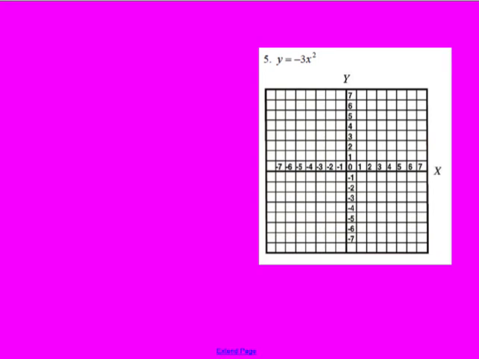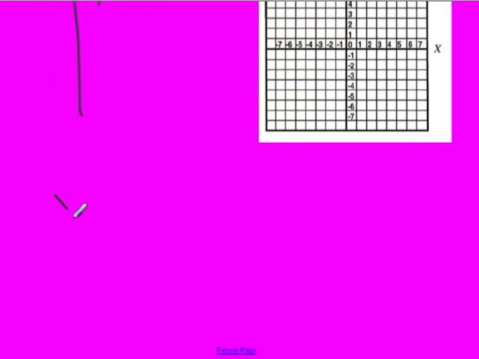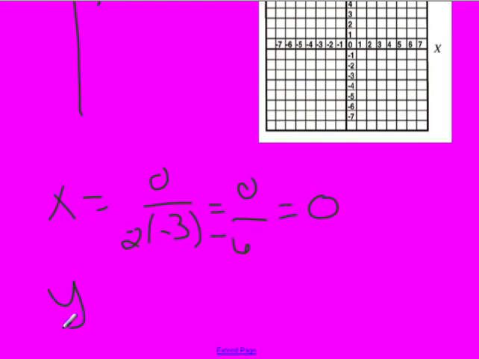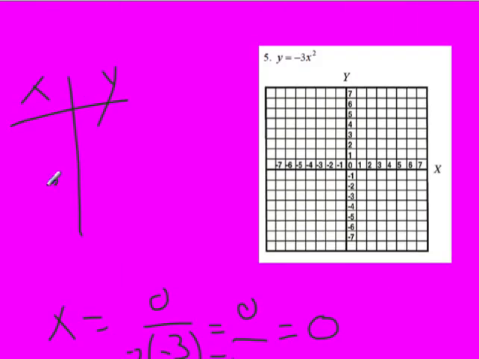So for number 5, I'm going to have x and y, and first thing I want to do is calculate out my vertex. Okay, so there is no b. So my b is 0 and my c is 0. So x is equal to opposite of b over 2 times a. Well, 0 divided by anything is going to be 0. So the x-coordinate of my vertex is 0. So I get y is equal to -3 times 0 squared, which is going to be 0. So my vertex then is going to be at 0, 0.